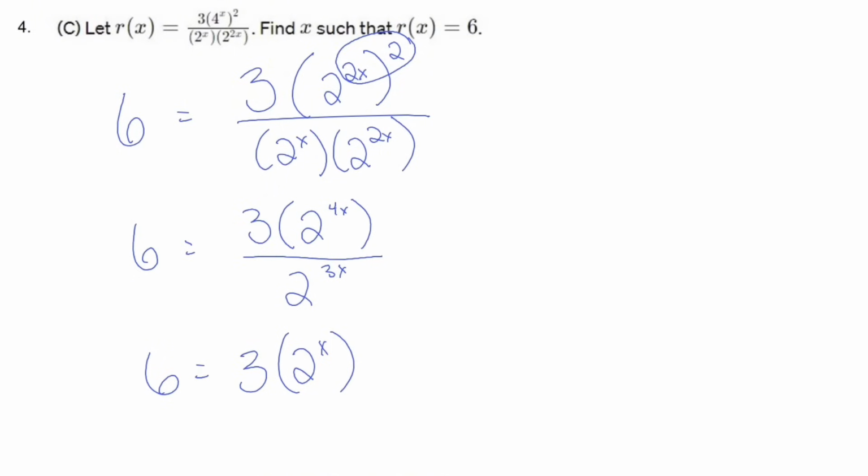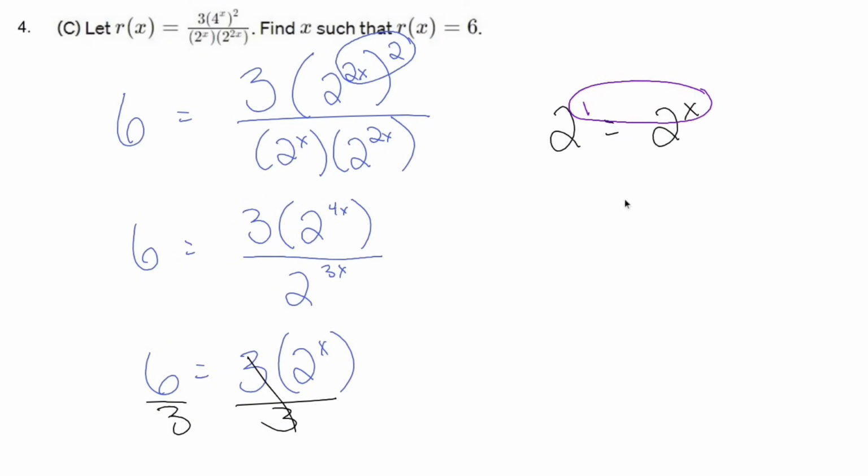Now I can divide both sides by 3. The left side becomes 2, and 2 equals 2 to the x. I do know the exponent for 2 is 1. So if you have terms of the same base equal to each other, set the exponents equal, and x will equal 1.